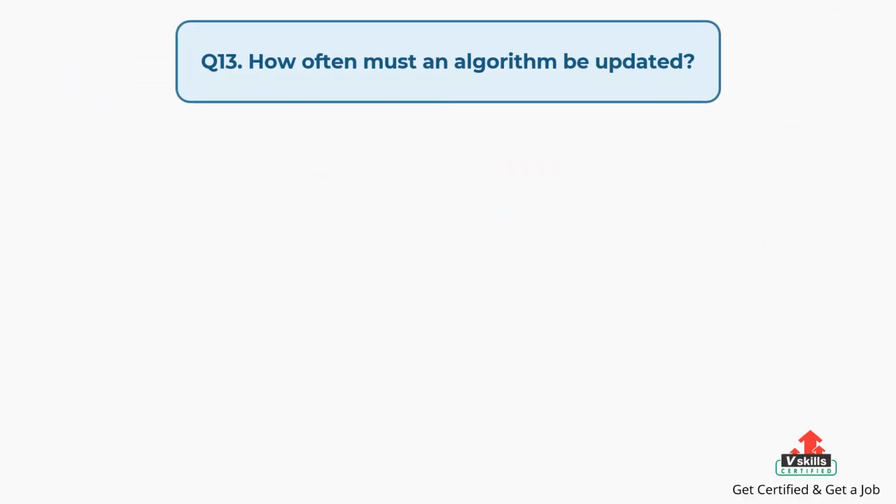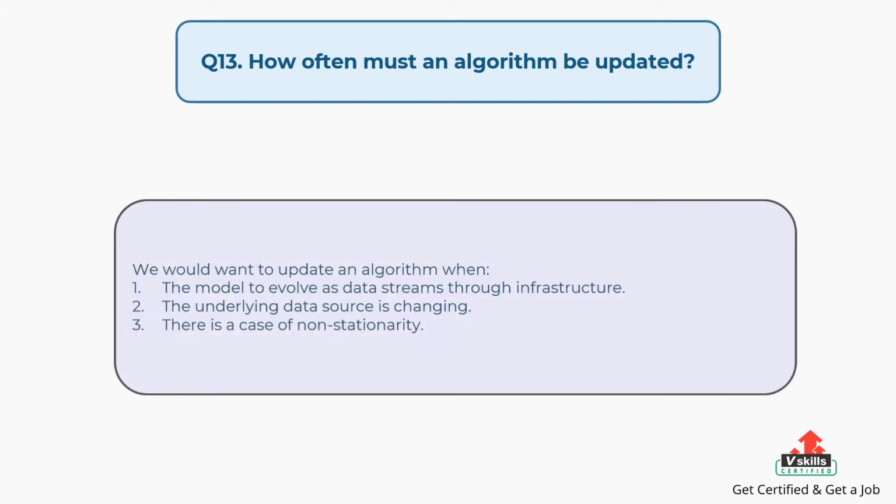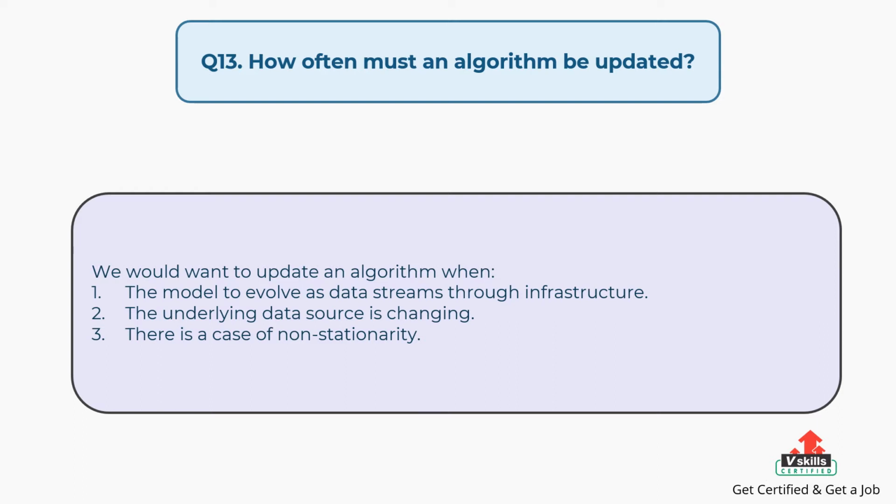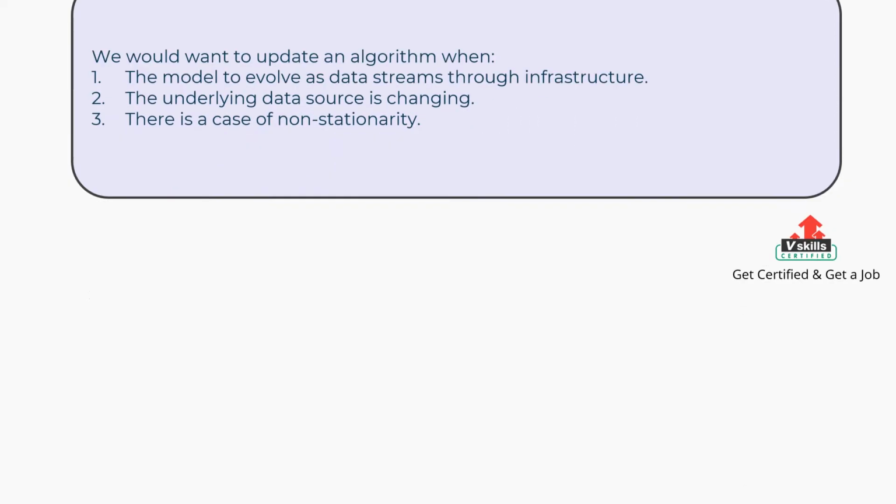Question number 13. How often must an algorithm be updated? The answer is: we would want to update an algorithm when we want the model to evolve as data streams through infrastructure, or the underlying data source is changing, or when there is a case of non-stationarity.